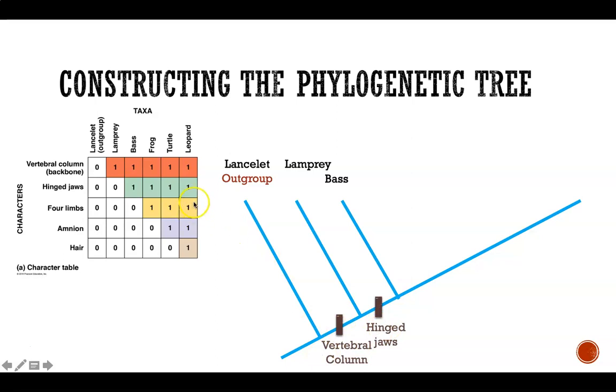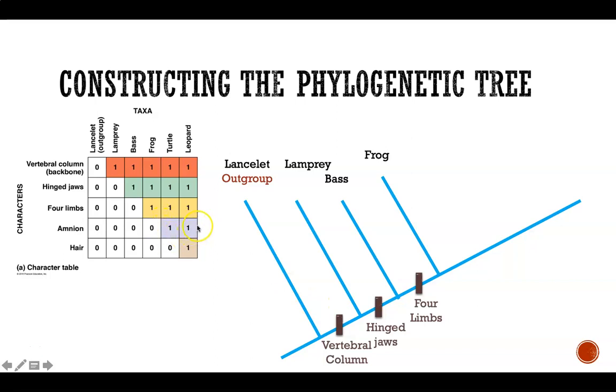If we continue on, we see our next trait is four limbs. So the frog has the vertebral column, hinged jaws, and four limbs, and all of the other individuals after him also have four limbs. So we're going to put him as the next one on our branching tree.